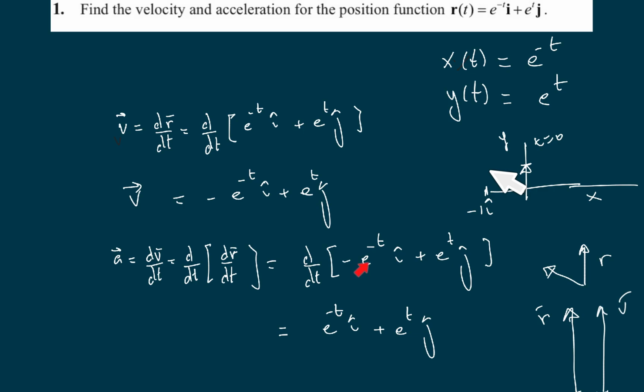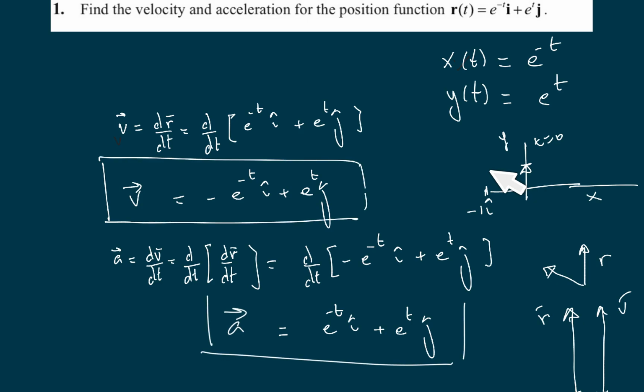If you take the derivative of minus e to the minus t, it is e to the minus t, because the minus sign makes it positive. So it will be e to the minus t i. The derivative of e to the t is easy, it is e to the t j. So this is the vector acceleration, and this is the vector velocity.